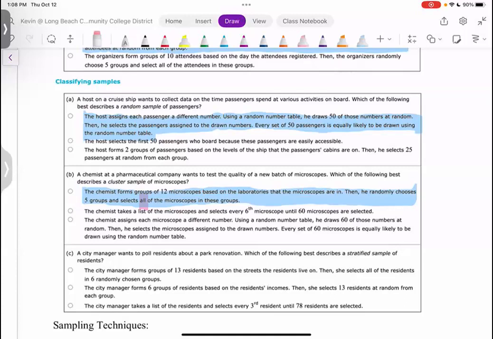Next one, I'm going to read the other two. The chemist takes a list of the microscopes and selects every 6th microscope until 60 microscopes are selected. So that is definitely systematic. Third one, the chemist assigns each microscope a different number. Using a random number table, he draws 60 of those numbers at random. Then he selects the microscopes assigned to the drawn numbers. Every set of 60 microscopes is equally likely to be drawn using the random number table. That's definitely random there.